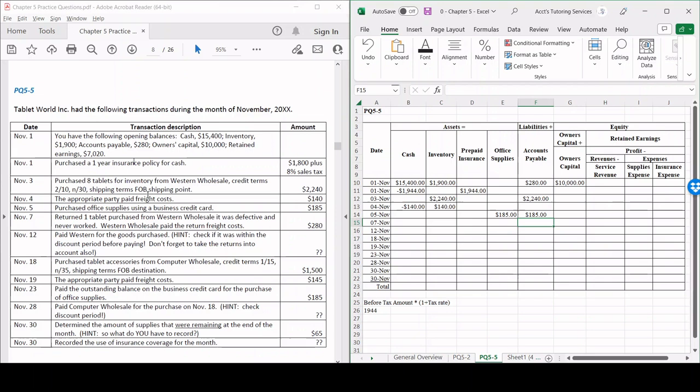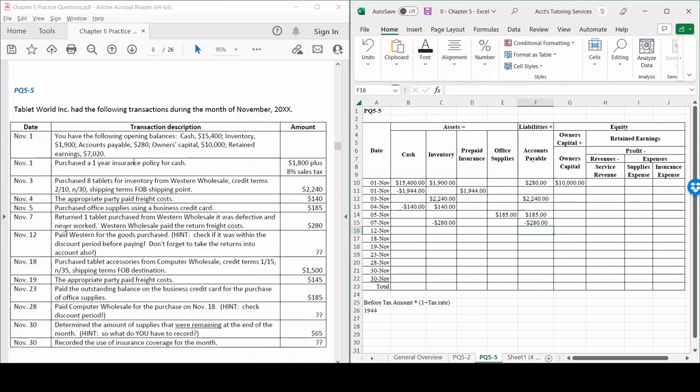Since we returned one of the tablets, our inventory is going to go down by 280. As a result, our future obligation, accounts payable, is also going to go down by 280 because we don't owe that money anymore since we returned it. Simple as that.